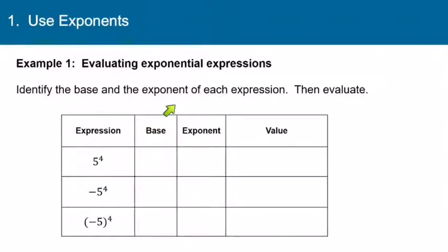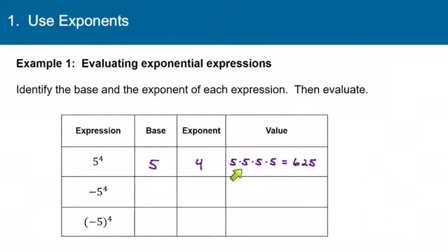So let's look at example 1 together, and in this example we want to identify the base and the exponent of each expression, and then we'll evaluate. So let's take the expression 5 to the 4th power. Of course here the base is 5 and the exponent is 4, and the value would be 5 times 5 times 5 times 5. Of course 5 times 5 is 25, so 25 times 25 would make 625.